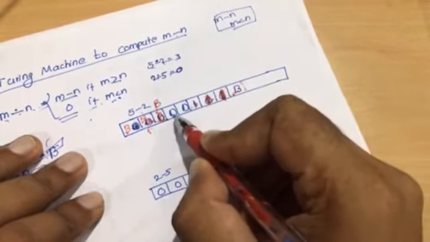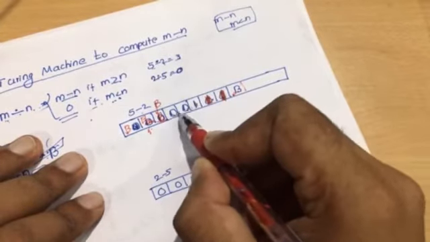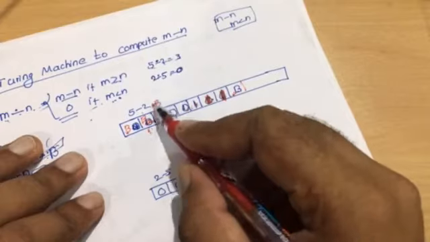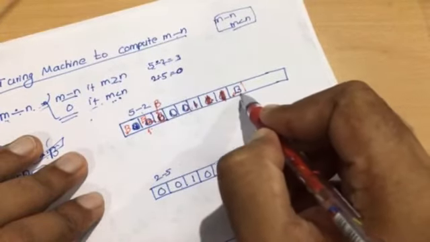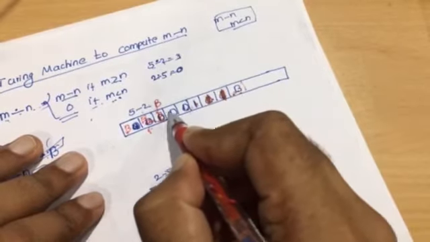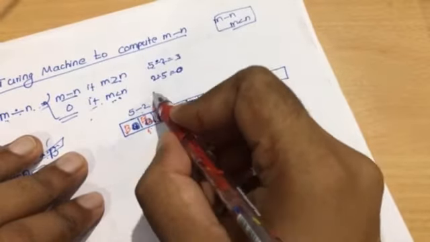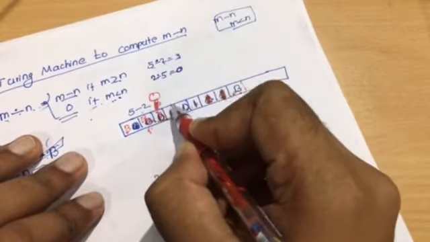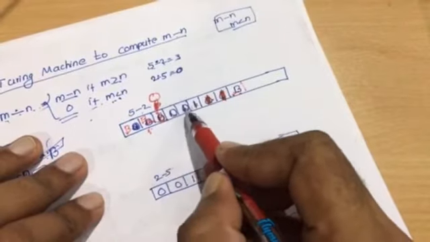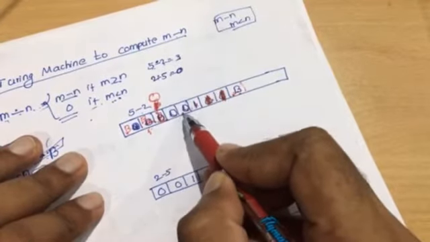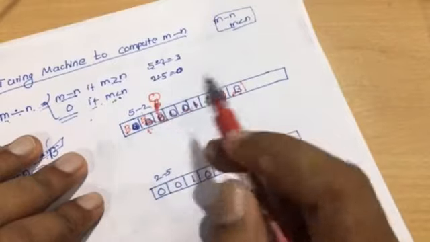Now our tape has 2 zeros, but our tape must have 3 zeros to make the result correct, since 5 minus 2 is 3. So if it sees a blank, the machine will come towards the left side until it sees a blank, replace the rightmost blank with a 0, and halt there. Now our final result will be 3 zeros on the tape. That is the result of 5 minus 2.